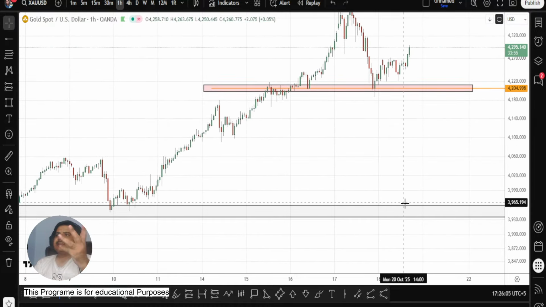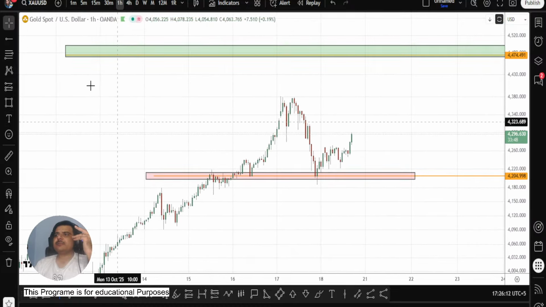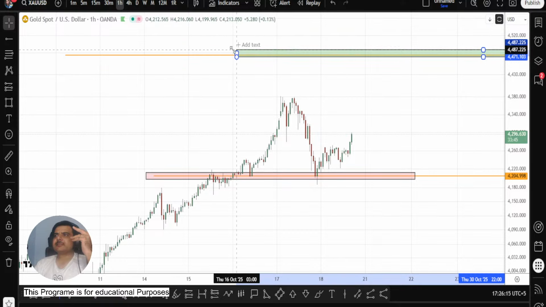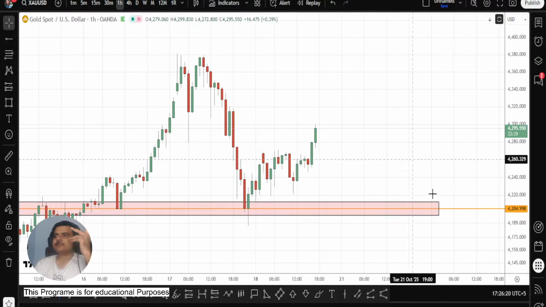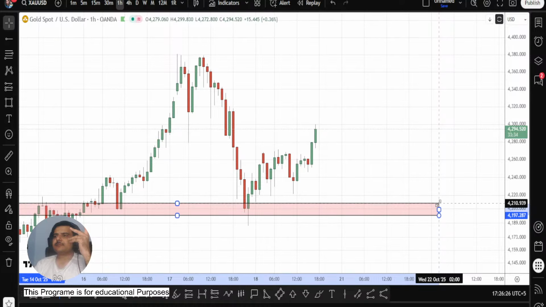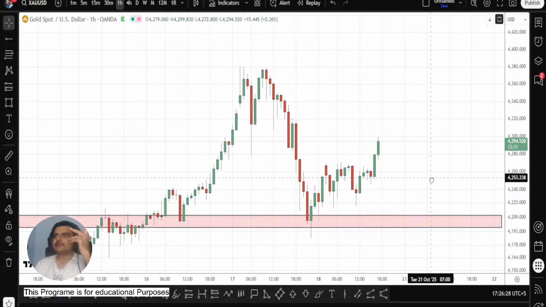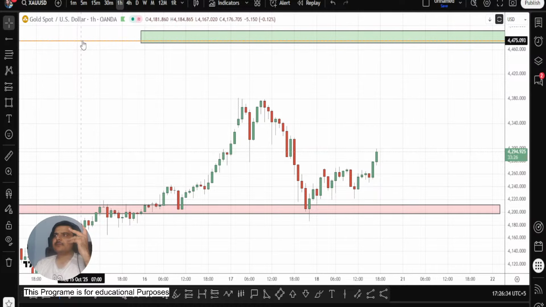So then I say, okay, this is way too far. Maybe it's not happening today, and whenever it is happening, it is happening. So for now, let me focus on these two levels for today. This is around 4475, 4500 approximately.